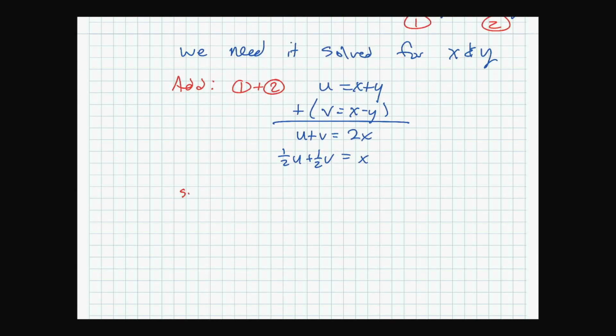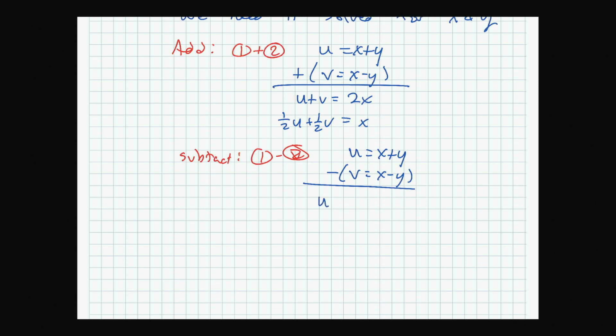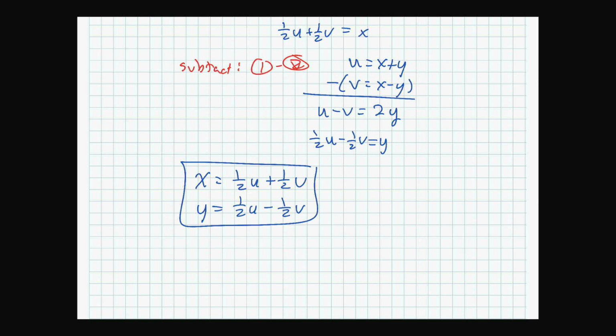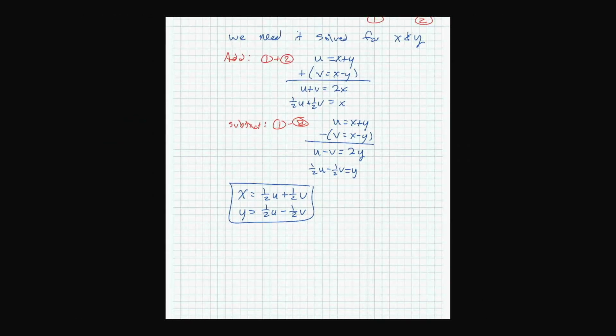And if you subtract 1 minus 2, you get u minus v equals 2y, or y equals 1 half u minus 1 half v. Okay, so that's what we have: x equals 1 half u plus 1 half v, y equals 1 half u minus 1 half v. We needed that, we need to solve the transformation for x and for y.